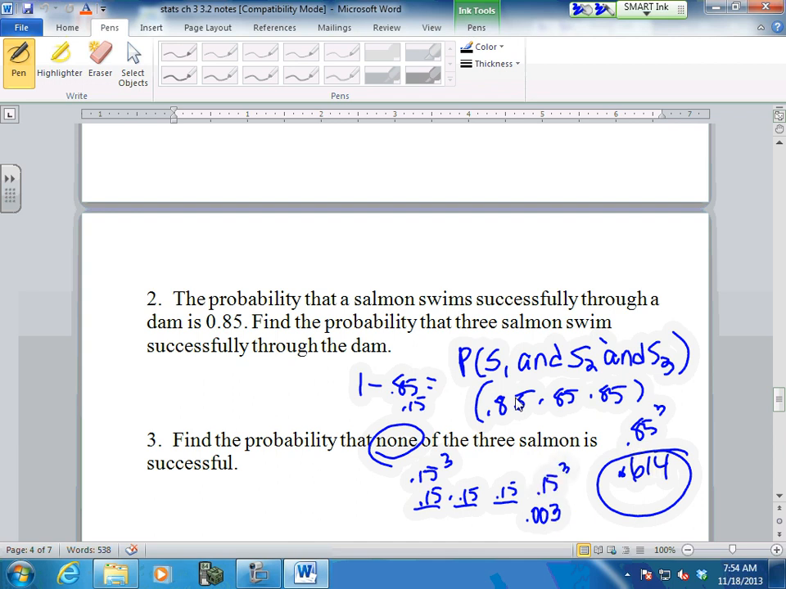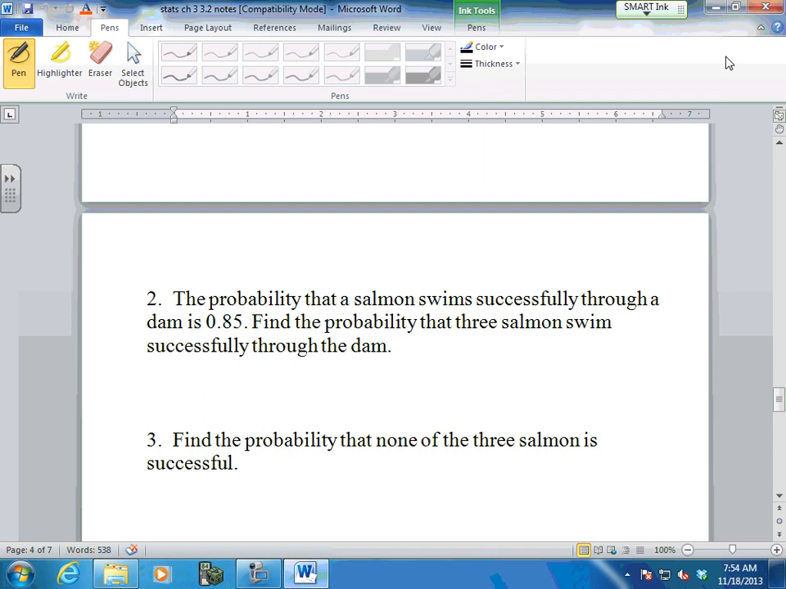0.15 to the third. Because we use the complement. If they get successfully through, all your probabilities have to add up to 1. So the only other choice they could be is not successful. So 1 minus 0.85. That's your complement condition. And we see that quite a bit. Your complement.